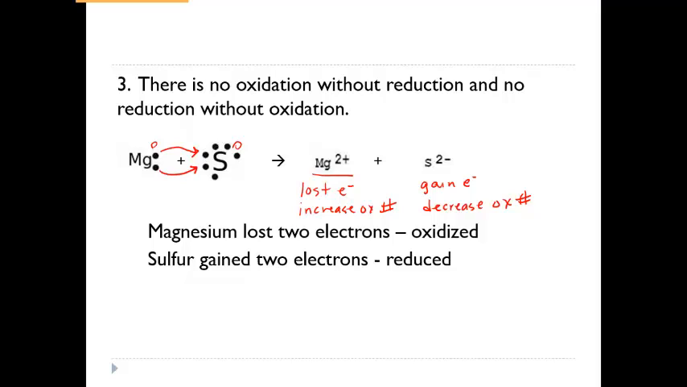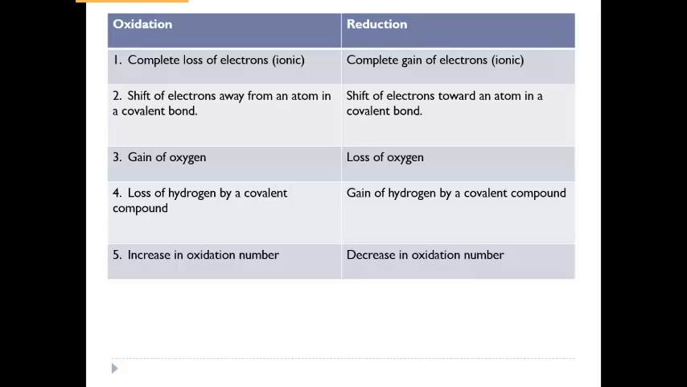So magnesium is the one that we would say is oxidized, because by definition oxidation is a loss of electrons. Magnesium is the element here that's been oxidized, whereas sulfur is the element that we would say has been reduced because of that gaining of electrons, the decreasing of its oxidation number.